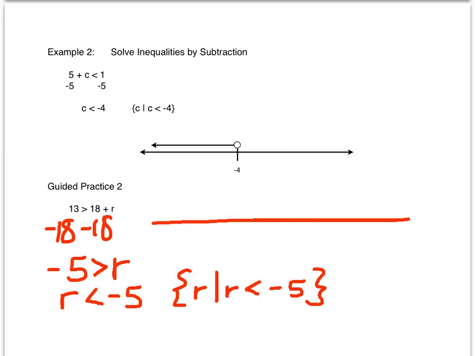In order to graph this on a number line, we look at our symbol. Our symbol is less than. Because it is less than, we know we're going to have an open circle, and all numbers to the left of negative 5 are going to be less than negative 5.